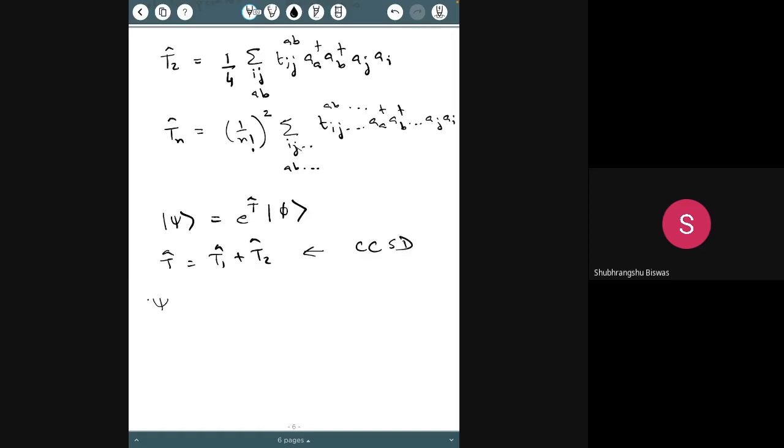Then I can write psi as e to the power T1 plus T2 phi, and you have many terms. So let's do the linear term first: 1 plus T1 plus T2. That looks just like the CI. But after that, you have all the non-linear terms. You have 1 by 2 factorial T1 squared, 1 by 3 factorial T1 cube, plus 1 by 2 factorial T2 squared.